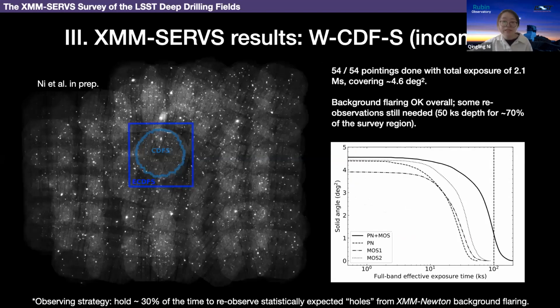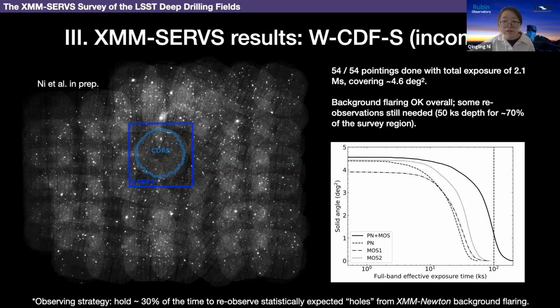Here I'm going to present the results in our second field, WCDFS. Currently, we have finished observing all the designed pointings. However, as our observing strategy is that we hold 30% of the time first in order to reobserve pointings that were significantly affected by the XMM background flaring in the first round. So some reobservations are still needed this year to reobserve these regions.